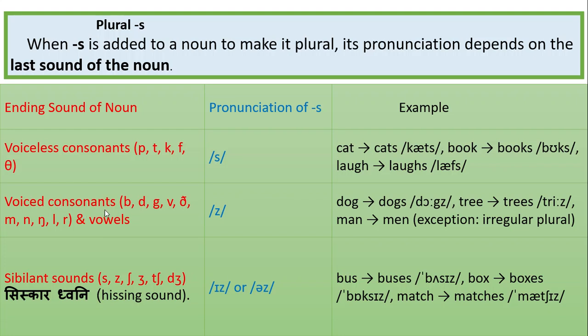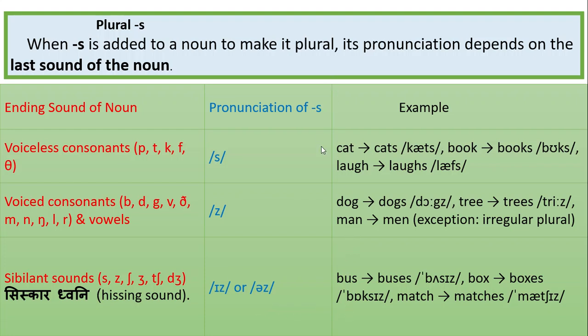Now, voiced consonant sounds: ba, da, ga, va, tha, ma, na, nga, la, ra, and all vowel sounds are known as voiced sounds. So when we add s to words ending with these sounds, its pronunciation is z. For example, dog, dogs, tree, trees, man, men, which is an exceptional, irregular plural.